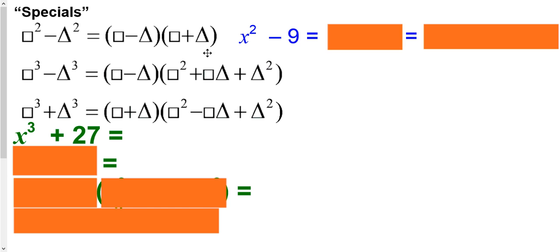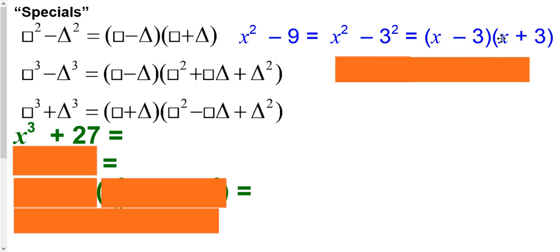So once again, I have differences of cubes, sum of cubes, and differences of squares. So this one right here, just as a side note, is really a difference of squares, because it's really an x squared minus a 3 squared. That's going to factor into this here. What's being squared in the beginning is an x. You're going to put that in the beginning of each parenthesis. What's being squared at the end is a 3. You're going to put that in the end of each parenthesis. One of the signs is plus, one of the signs is minus. It doesn't make a difference which one.